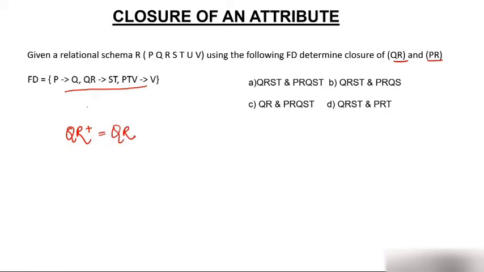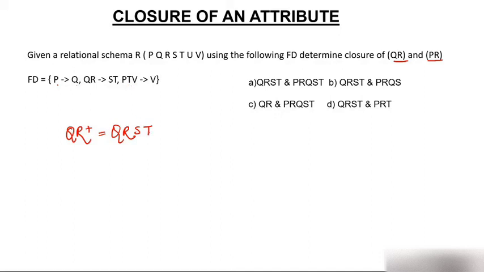Now use the functional dependencies. With the help of P, you can determine Q. Is there any P? No. Now use this. With the help of QR, you can determine ST. So I can write ST over here. Fine. So I've used this. With the help of PTV, you need all three attributes.